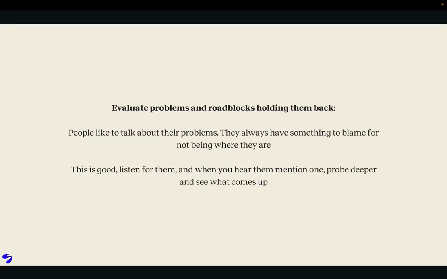Step 3, problems. You need to evaluate problems and roadblocks holding them back. Because people love to talk about their problems. They always have something or someone to blame for not being where they are. That is another piece of the human condition. We like to have excuses, and that is okay. This is good. Listen for them.